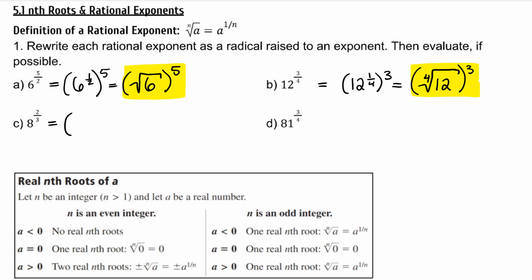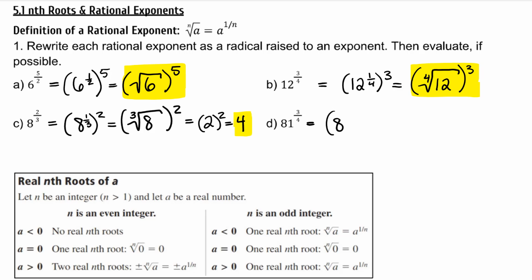8 to the 2/3 can be rewritten as 8 to the 1/3 all squared, and 8 to the 1/3 can be rewritten as cube root of 8. We can actually simplify this because 8 is a perfect cube. The cube root of 8 is 2, which is still being squared, and 2 squared is 4. Go ahead and try part D. And now, is 81 a perfect fourth? Yes, 3 to the power of 4 is 81, and 3 cubed is 27.